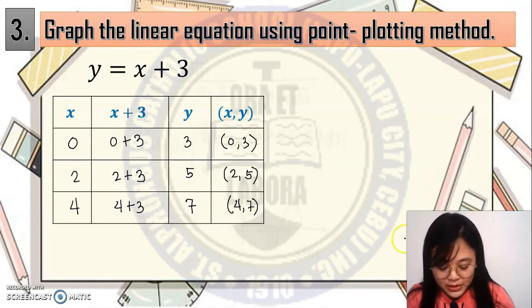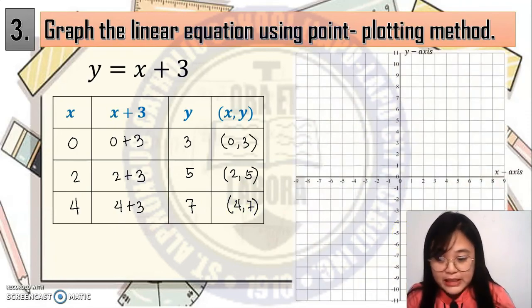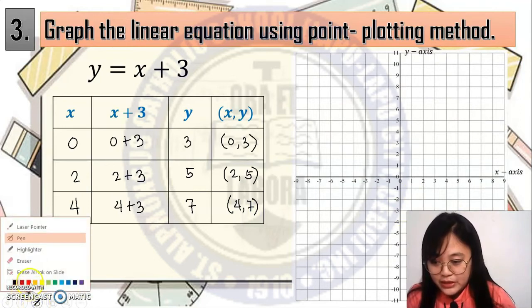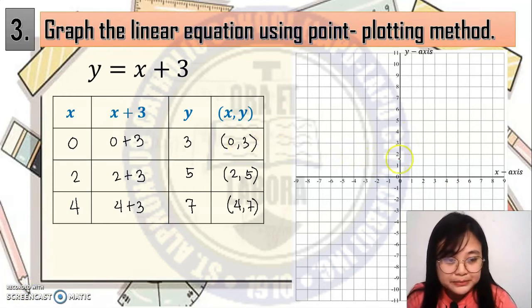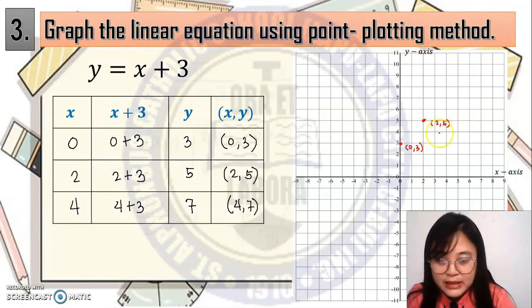Next up, plot the points in the Cartesian plane. And I will first change the color of my pen. So here, (0, 3). (0, 3) is in this part, and label (0, 3). Next, (2, 5). (2, 5) is here, and label (2, 5). Next, (4, 7). (4, 7) is here.